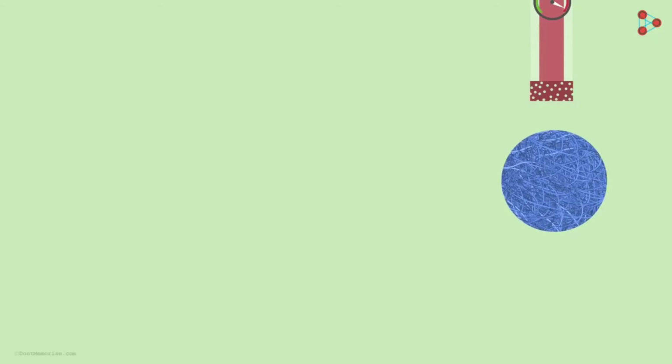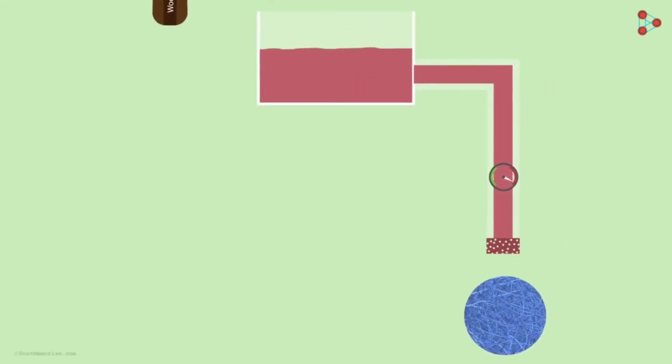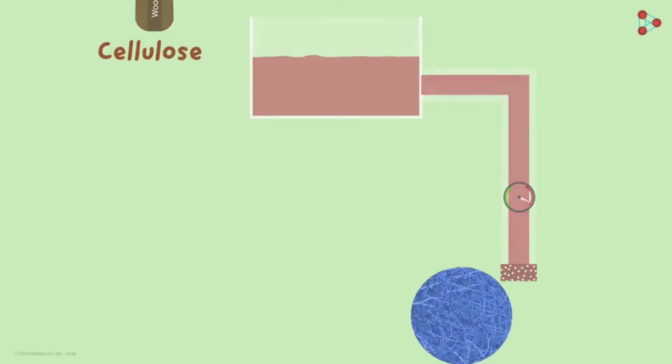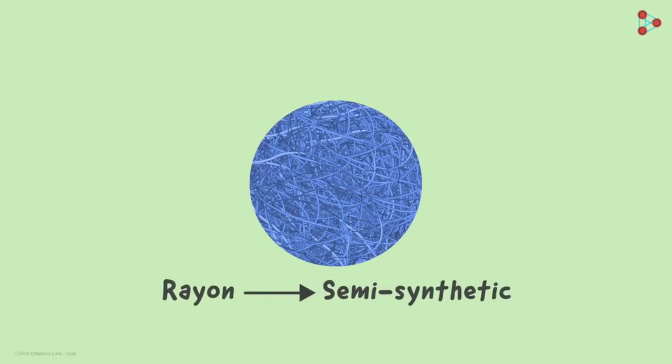Now you may wonder that even if we process it, the starting material still remains natural. The starting material I'm talking about is cellulose. So how can we say that it is synthetic? You are on the correct track. This is exactly why rayon is not considered to be entirely synthetic. In fact, rayon is known to be semi-synthetic. That is partly natural and partly synthetic.